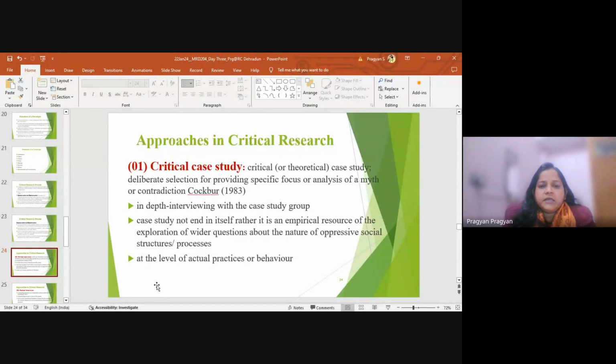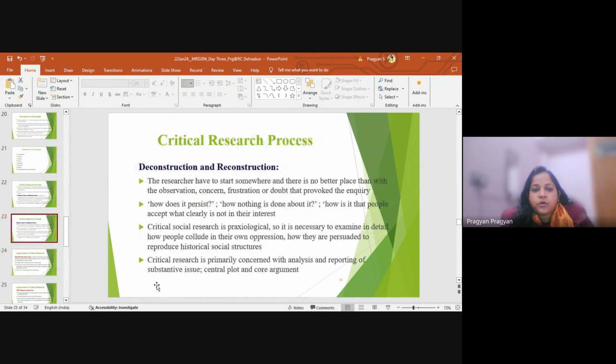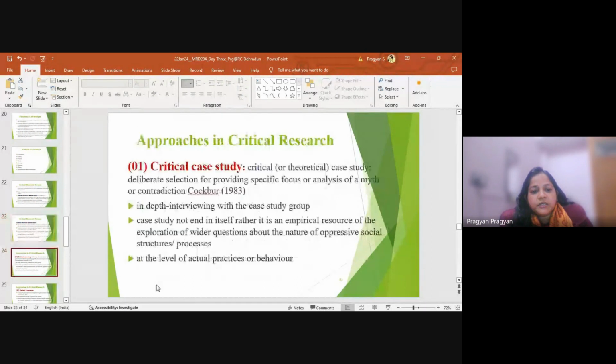And here we can talk about certain types of critical research. Critical case study is not just a case study which is in-depth interviewing with the case study group, but at the same time they are again focusing on the second point, that is how does it persist, how is nothing done about it, and how is it that people accept what clearly is not in their interest.